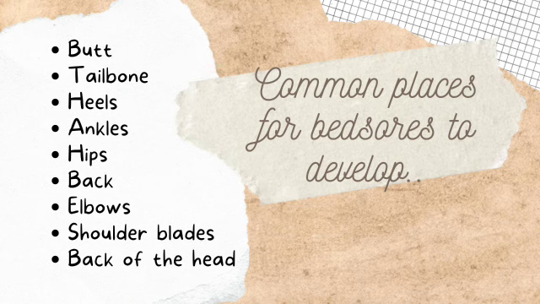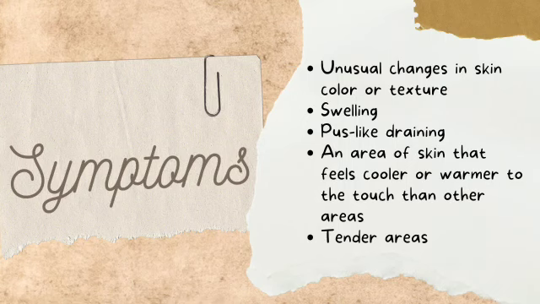of the head. Next is about the symptoms of the bed sore or the pressure ulcer. Warning signs of pressure ulcer are unusual changes in skin color or texture, swelling, pus or blood draining, an area of skin that feels cooler or warmer to the touch than other areas, and lastly, tender areas.